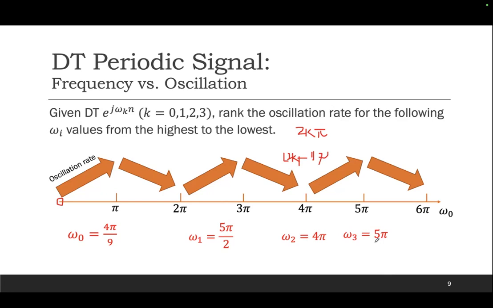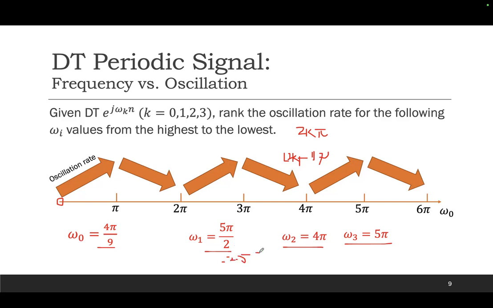Which one is the highest? This one, because k equals 1 here. Which is the lowest? This one. Then let's compare this one and this one. This one is actually 2.5 pi. Does that make sense to you? Yeah, because 5 over 2 is 2.5, which is in the middle.